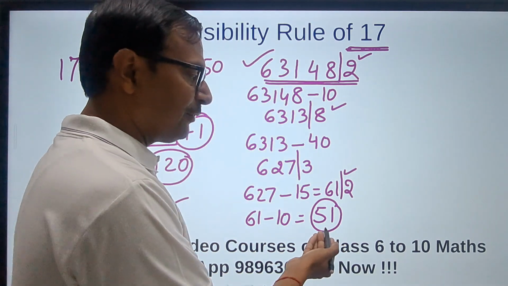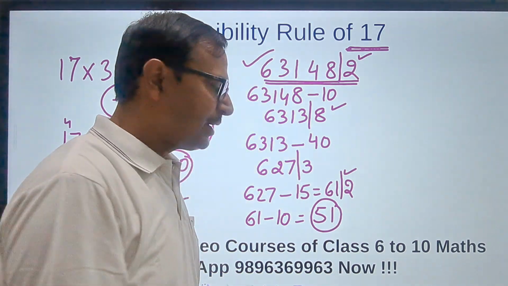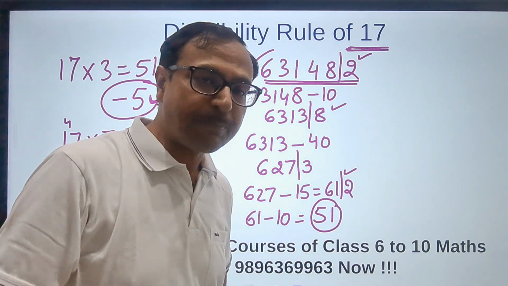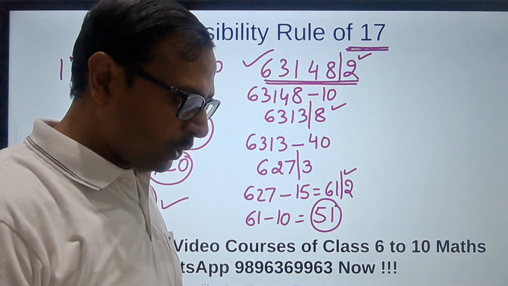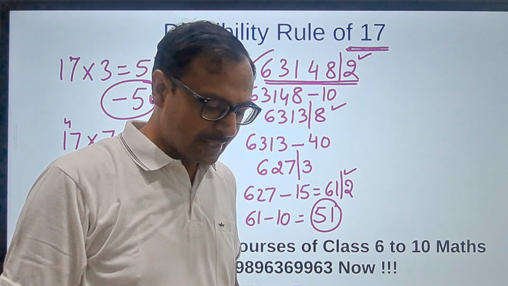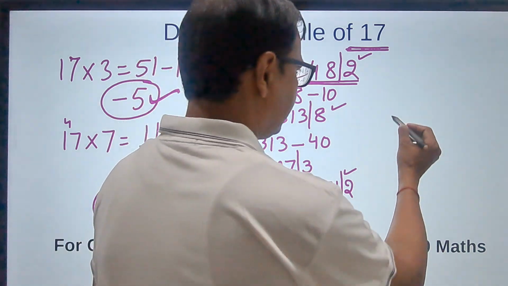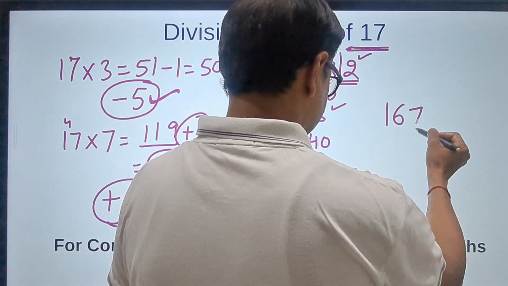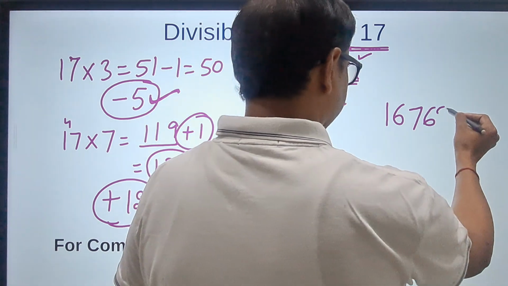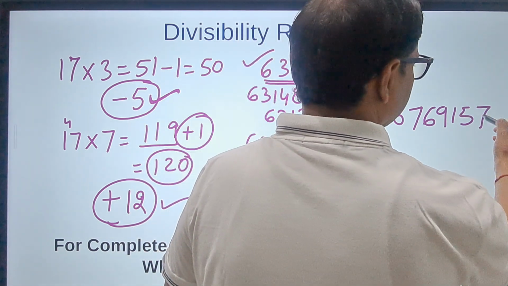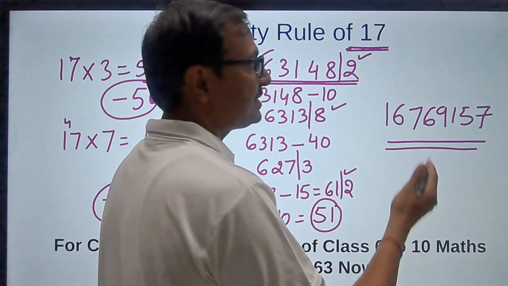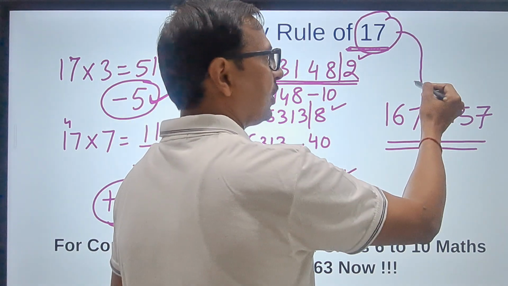You can do it further if you still are not comfortable, okay? So you can separate out the last digit and do the step once more, and I'm sure you are going to find the answer as accurate as it gets. So I'll give you a big number like 1, 6, 7, 6, 9, 1, 5, 7. Can you check whether this big number is divisible by 17 or not?